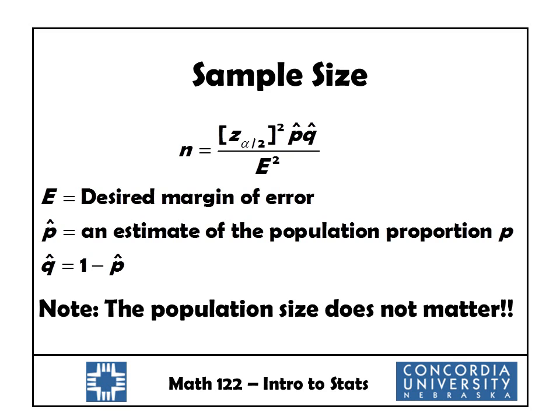N is z squared times p hat times q hat divided by e squared, where z is our critical z-score based on our desired confidence level. Capital E is the desired margin of error in decimal form. P hat is an estimate of the population proportion, and q hat is 1 minus p hat. So plug those numbers in, do the calculation, and that gives us our sample size.